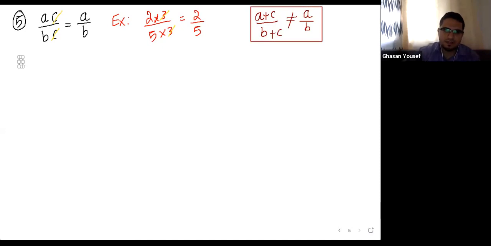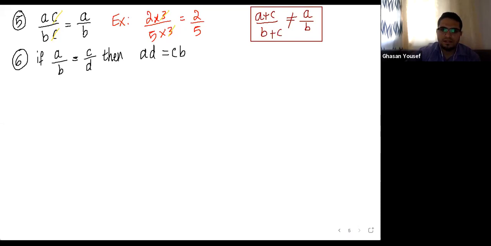Okay, number 6. If I have two fractions that are equal, A over B equals the second fraction, C over D, then this must hold: A times D is the same as C times B. I mean, this one times this one is the same as C times B.